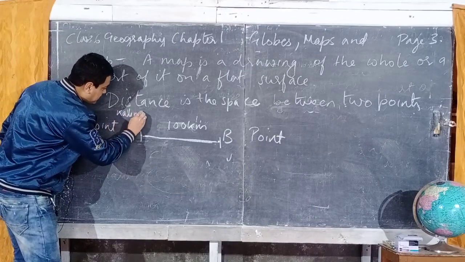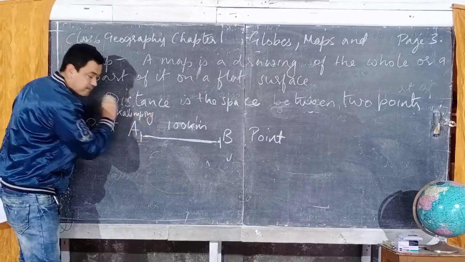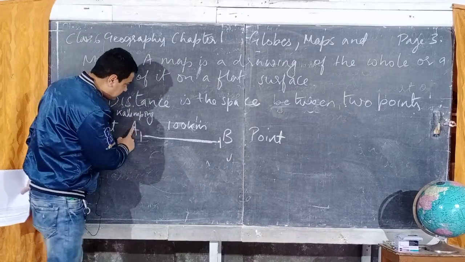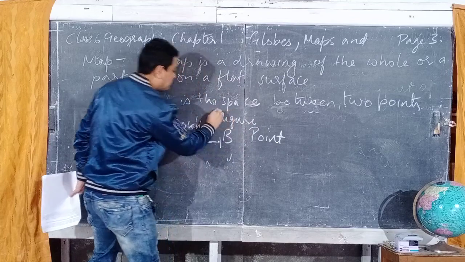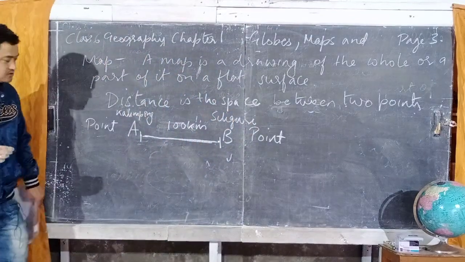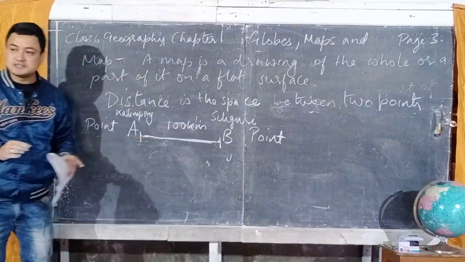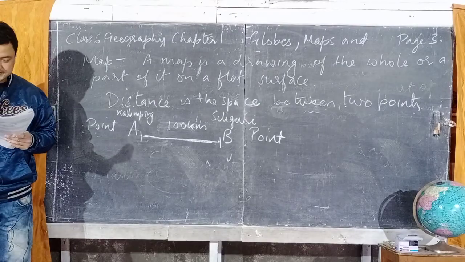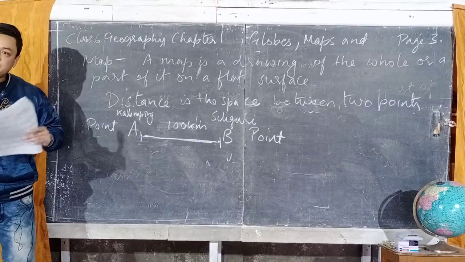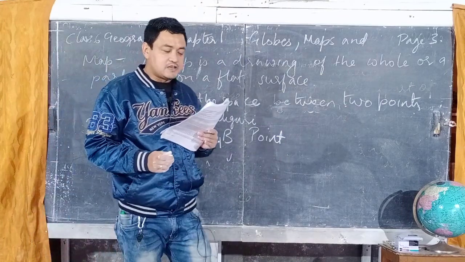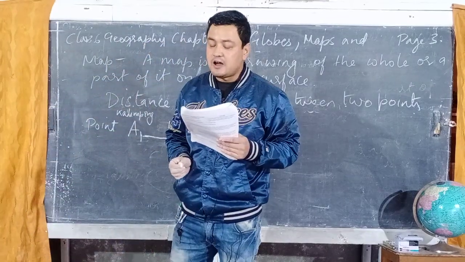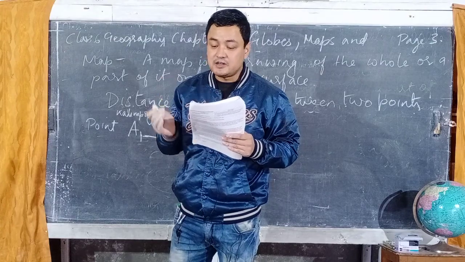Kalimpong is a place where you have Rockwell Academy. And what is the distance from Kalimpong to Siliguri? Do you know where Siliguri is? The distance between Kalimpong and Siliguri is 100 kilometers. Now, if we say that 1 centimeter on the map stands for 50 kilometers on the ground.